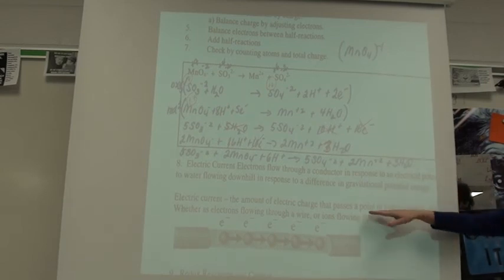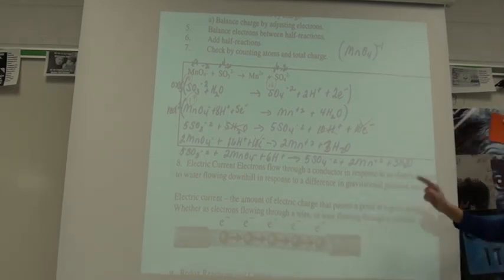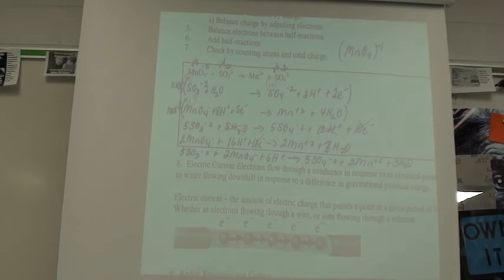All right, so electrons flow through the wire, we get a current. But we have to separate the two parts of the reaction in order to get that to flow. Yes?